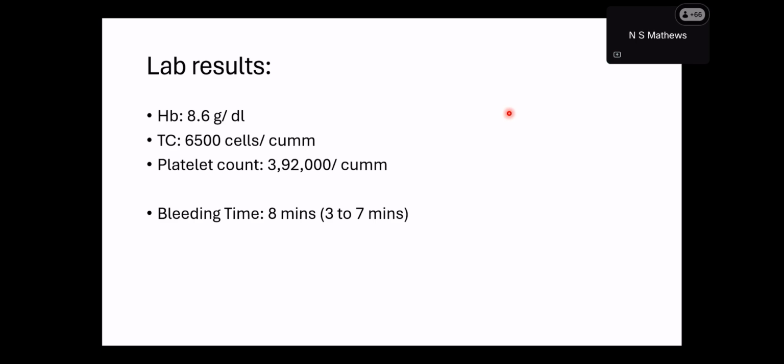So she has hemoglobin of 8.6, so she has lost some blood, and the total count comes to 6,500. Platelet count is actually quite normal. Now her bleeding time shows 8 minutes, right? And the normal reference range in my lab is 3 to 7 minutes. So there's some explanation of bleeding time here.